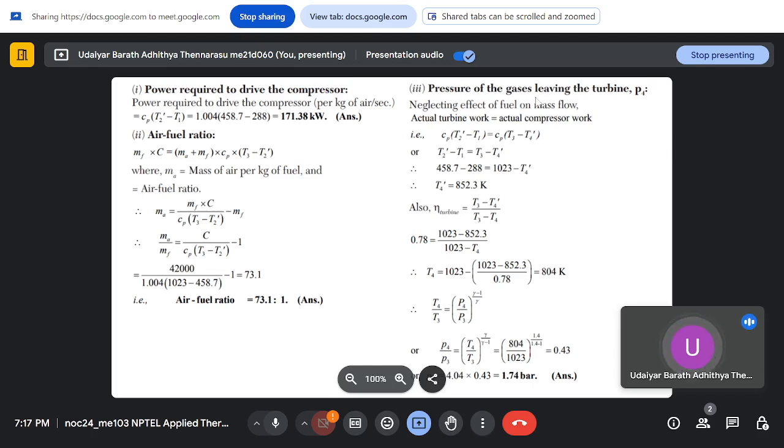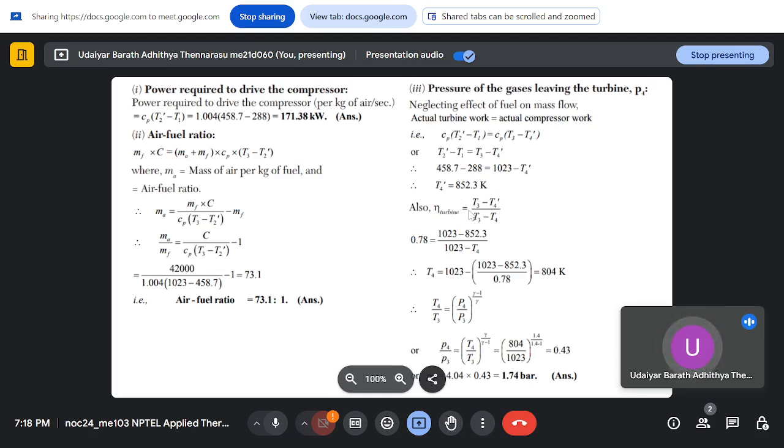Next is the pressure of the gas leaving the turbine. Actual turbine work equals actual compressor work, so we can equate the works. Cp into T2 dash minus T1 equals Cp into T3 minus T4 dash. The only unknown is T4 dash here. Substituting the other temperatures, T4 dash comes out to be 852.3 Kelvin.